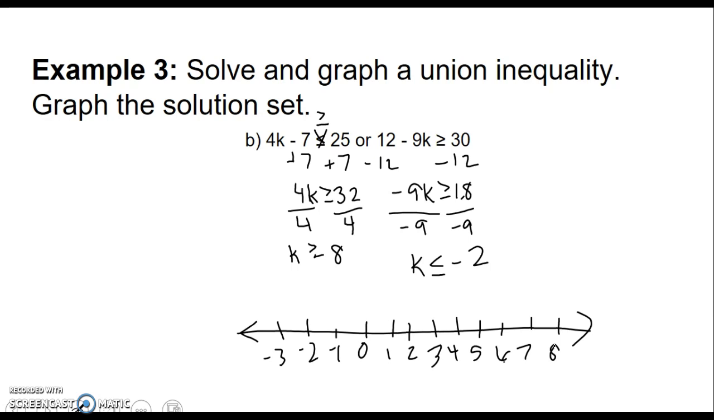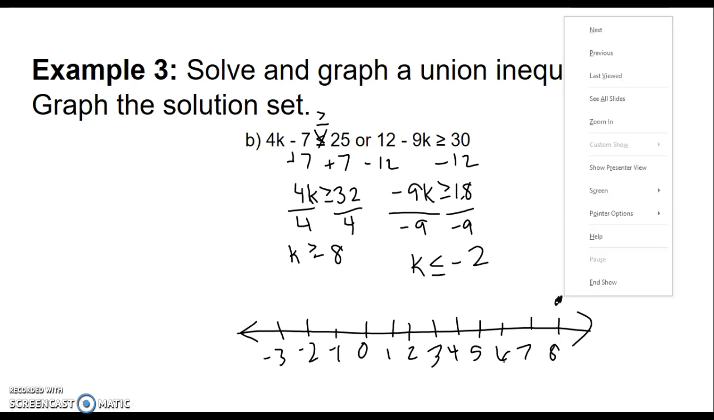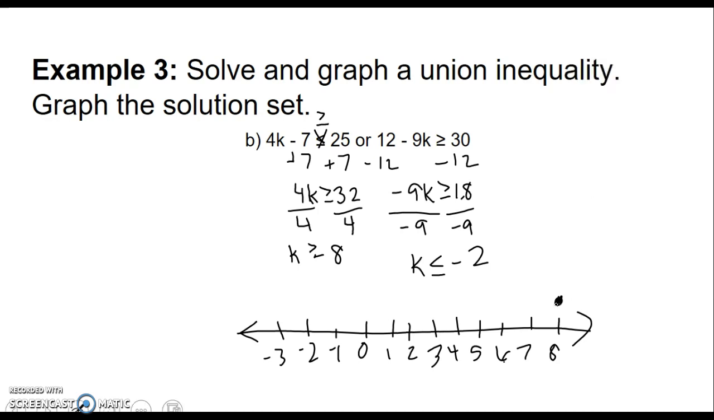All right, k is greater than or equal to 8. I'm going to put a closed dot there for greater than or equal to. My arrow is going to point to the right. Oh, my dot disappeared. There we go. For less than or equal to negative 2, I'm going to put a closed dot above negative 2. Since it's less than, my arrow is going to point to the left.